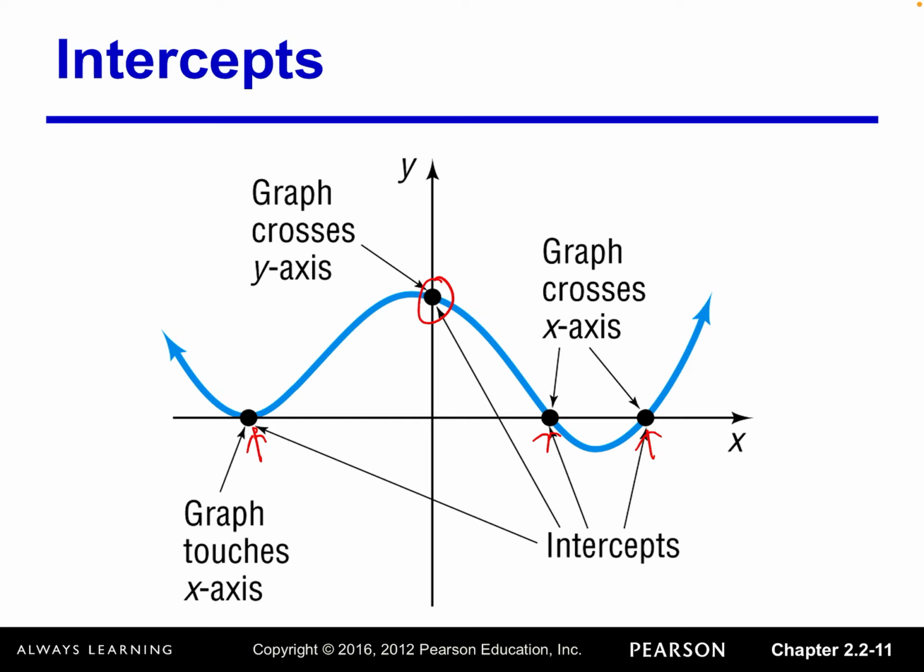So we have x-intercepts and y-intercepts. Very easy to understand just by their names. The graph intercepts with the x-axis or y-axis. They are both called intercepts.